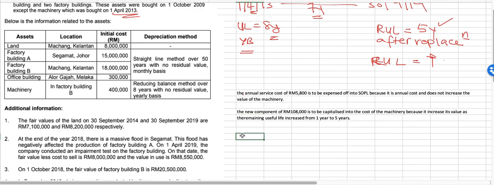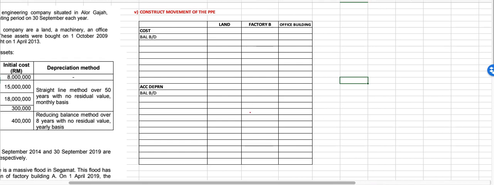Now let's move on to the next requirement, that is to prepare the notes to the account to show the movement of the land, factory B, and office building. I have put up the movement here. It's just like when you prepare your published account and you have to show the notes on PPE. The question only asks for land, factory B, and office building. So you should have cost up here and accumulated depreciation, balance BD. Once you have this format, then you can put it in.